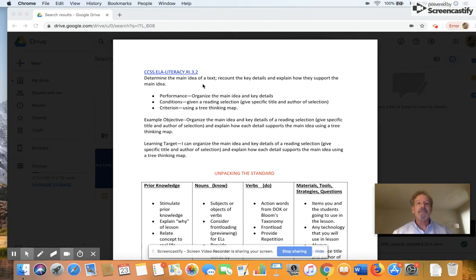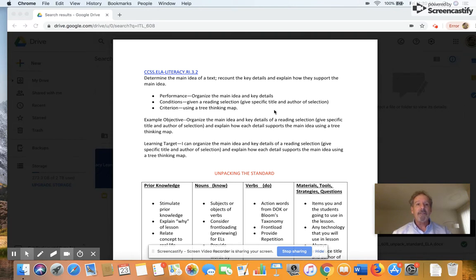So what is the standard? The standard is to determine the main idea of the text, recount the key details, and explain how they support the main idea. This is an entire text. So you're going to divide it into three parts to get an objective out of it. The first part is the performance. The performance is to organize the main idea and key details.